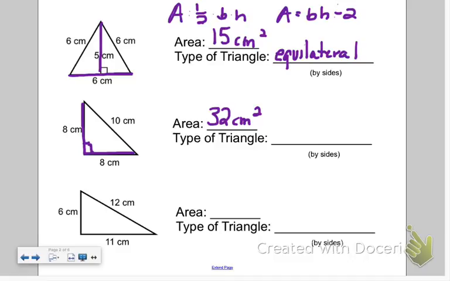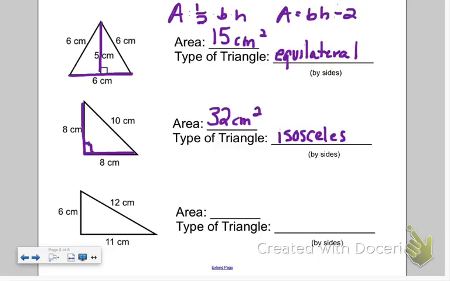Now, you may look at this and go, well, Miss Sexton, that's a right triangle, and you would be correct. But if we're naming it by its sides, notice that we have 2 sides that are 8 centimeters, and then we have that one that's 10. Because we have 2 sides that are the same, we would say this is an isosceles triangle. 2 sides are the same.